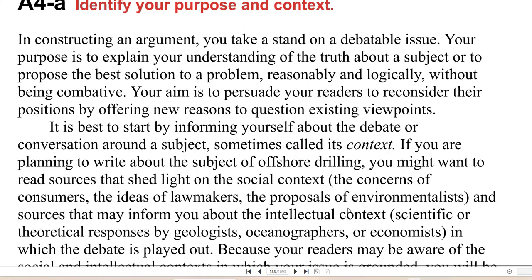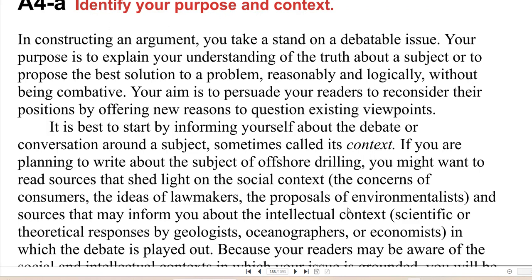In constructing an argument, you take a stand on a debatable issue. Your purpose is to explain your understanding of the truth about a subject or to propose the best solution to a problem, reasonably and logically, without being combative. Your aim is to persuade your readers to reconsider their positions by offering new reasons to question existing viewpoints.